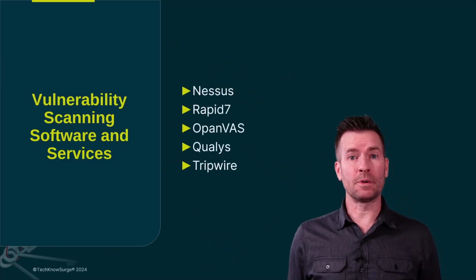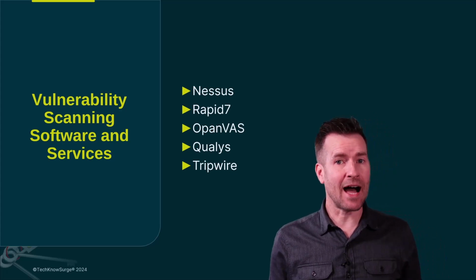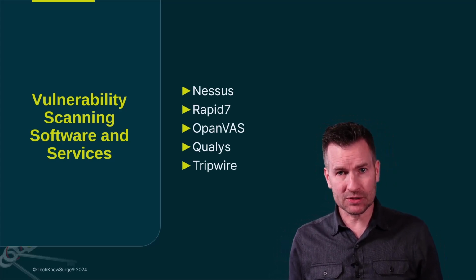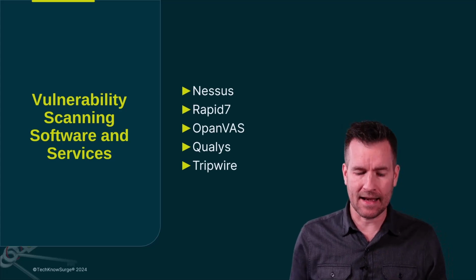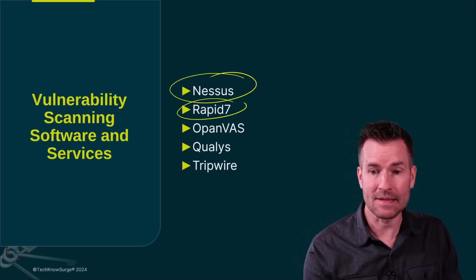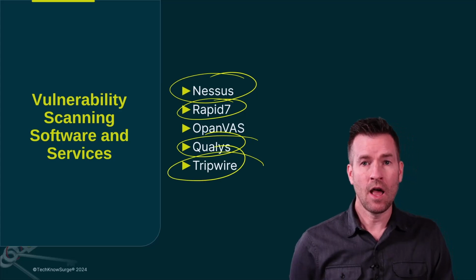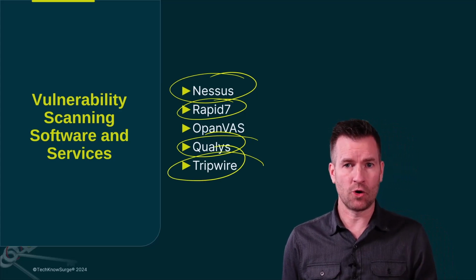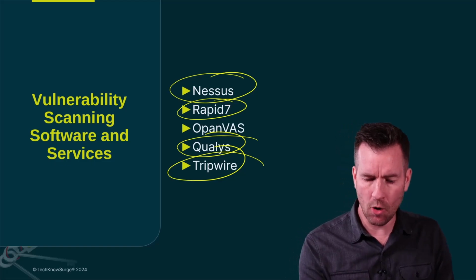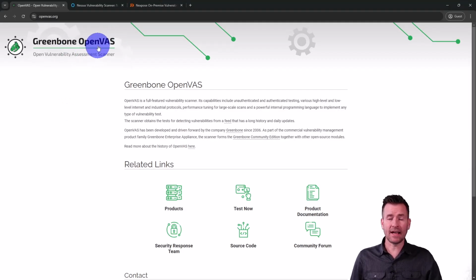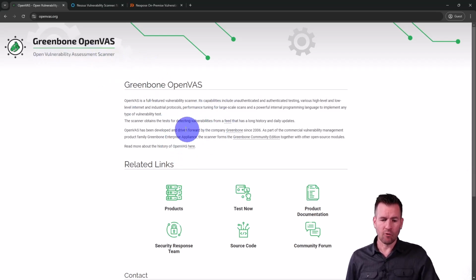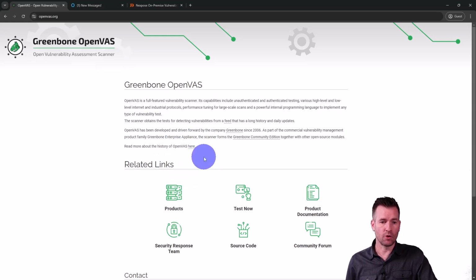When it comes to vulnerability scanning software, there are a lot of options out there. Some examples of companies that make vulnerability scanning software would be Nessus, Rapid7, Qualys, and Tripwire. There is also open source vulnerability scanning software, such as OpenVAS. I jumped on the OpenVAS website here, openvas.org, where we see the Open Vulnerability Assessment Scanner, or OpenVAS. This is a free open source option for installing on your network and doing vulnerability scans.